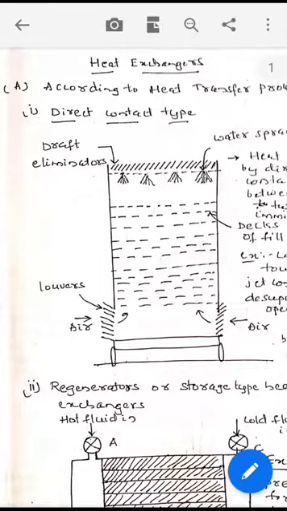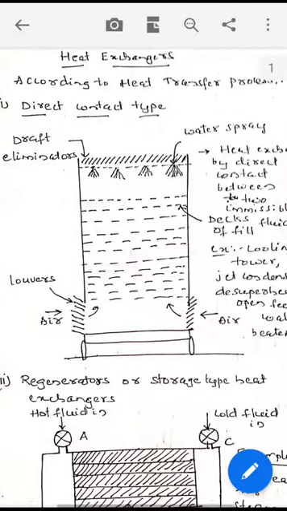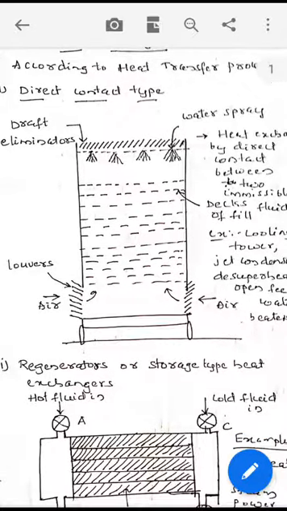A classification of heat exchanger according to the heat transfer process. 1. Direct contact type. Here, the heat exchange takes place by direct contact between two immiscible fluids. Example: a cooling tower is a direct contact type heat exchanger in which hot water from the condenser of a steam power plant is cooled by air flowing upwards through the cooling tower.